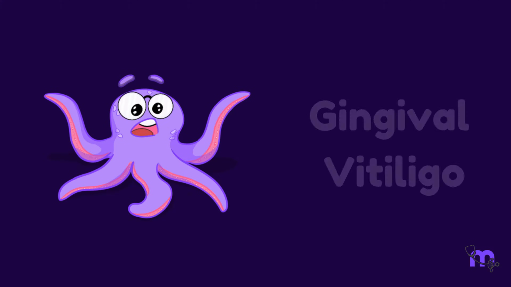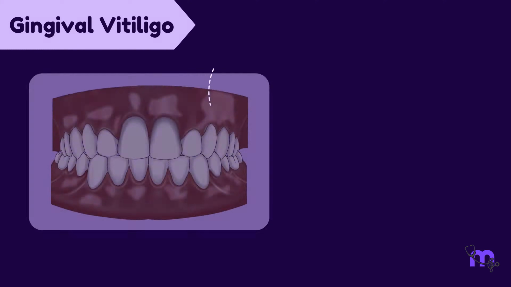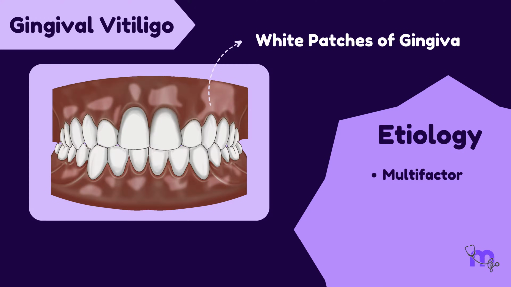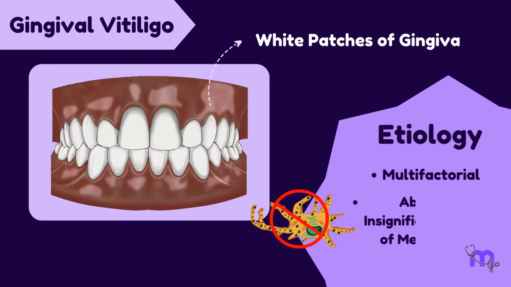Ever heard of gingival vitiligo? It is characterized by white patches on the gingiva. Although the etiology is multifactorial, the absence or insignificant amount of melanocytes is the key feature.